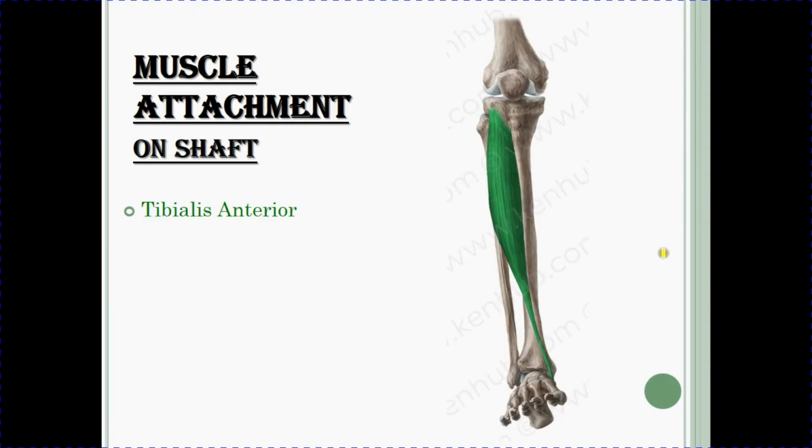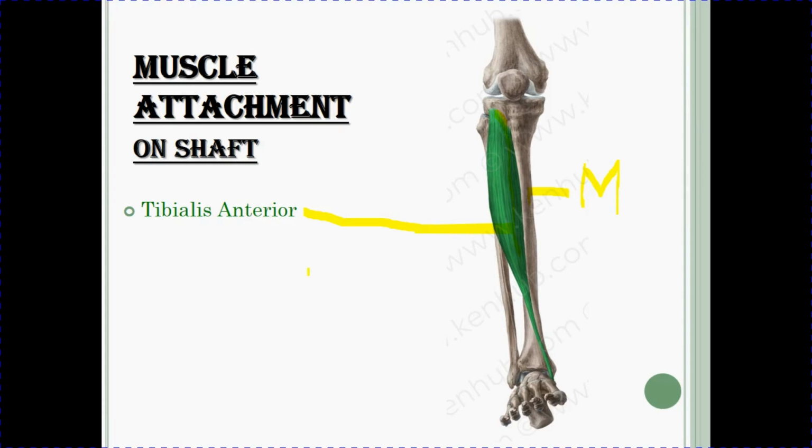Now we can see in this figure, this green highlighted muscle is tibialis anterior and you can very clearly see that it is arising from the lateral surface. This is the medial surface and this part is the lateral surface. So tibialis anterior muscle is arising from the upper two-thirds of the lateral surface of the shaft of the tibia. These were the muscles which were arising from the anterior view of the tibia.